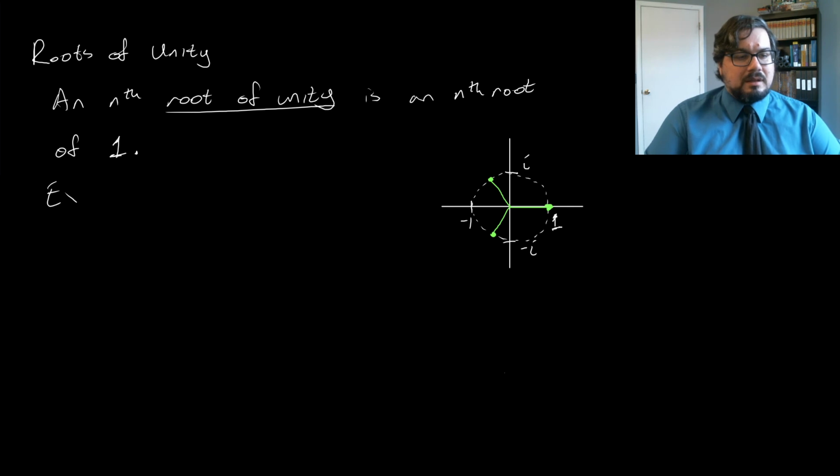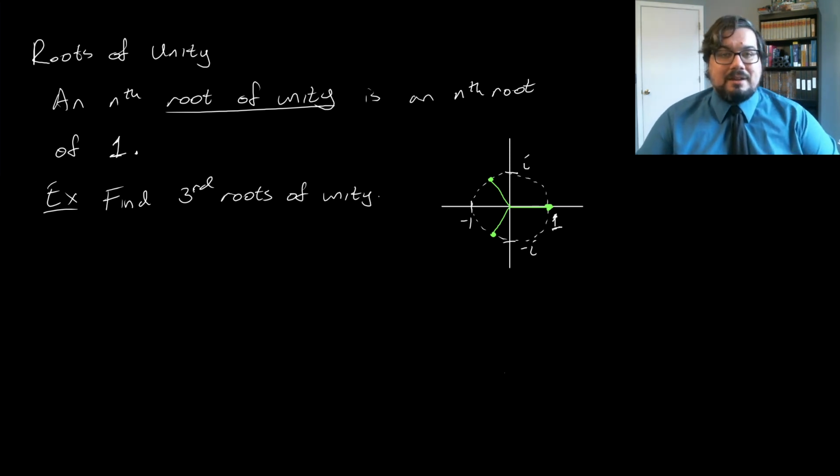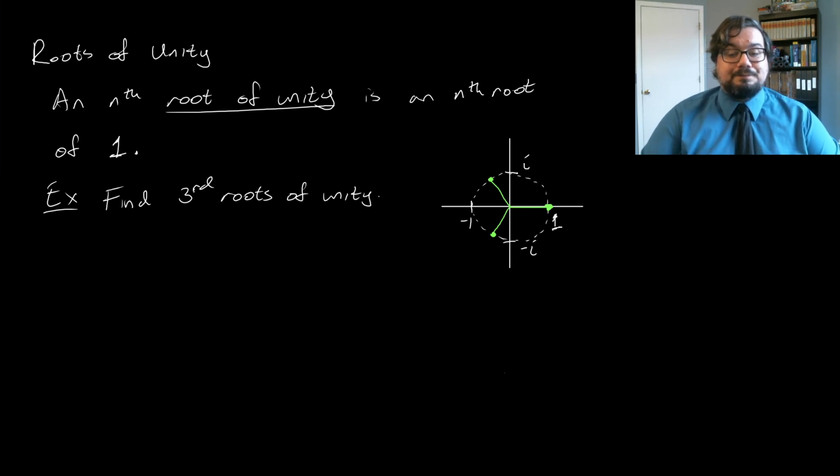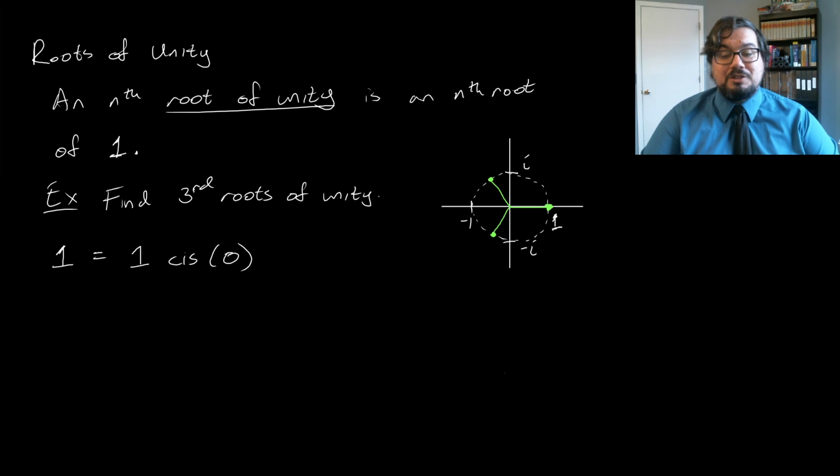So let's find the third roots of unity. We're going to follow exactly the same pattern we had before, but it's going to be even simpler because the expression for 1 is so easy. 1 is, in trigonometric form, 1 times cis of 0. That's the angle that goes from the origin to the number 1 has a measure of 0.